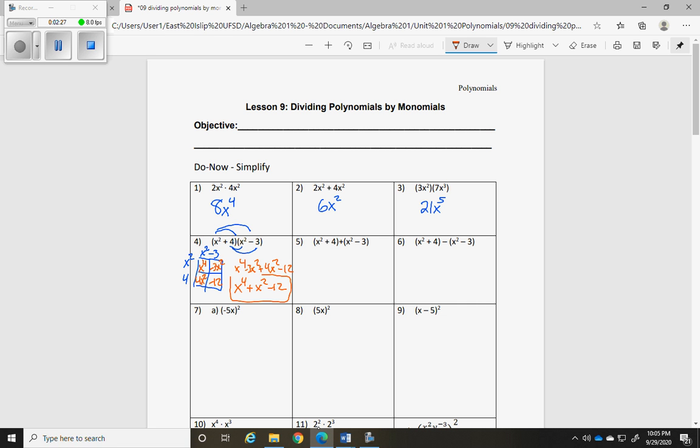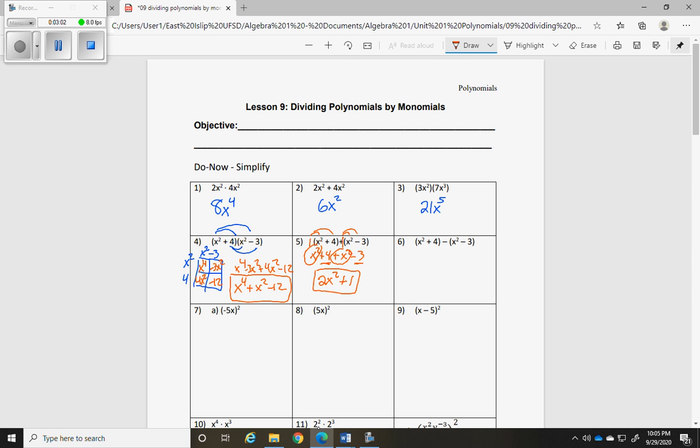That's the final answer. Number 5, it's the same binomials, but this is adding. So to add, you have to combine like terms, but to combine like terms, you have to get rid of parentheses. So there's a 1 in front to distribute, to remove the first set of parentheses. There's a positive 1 here to distribute. That removes the second set of parentheses. And now we can combine these like terms, x squared and x squared make 2x squared, and 4 and a negative 3 make a positive 1.